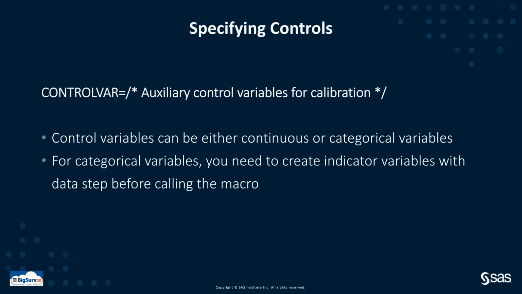Both the numeric and the categorical variables can be used as control variables in calibration. However, for categorical variables, you need to create indicator variables for each level in your data before calling the macro to ensure the numbers of levels in the data matches the number of control totals.